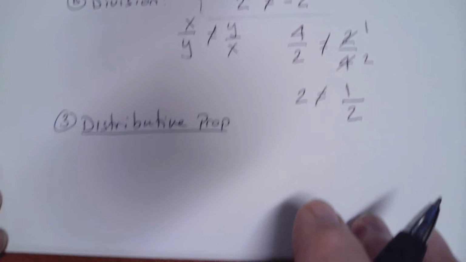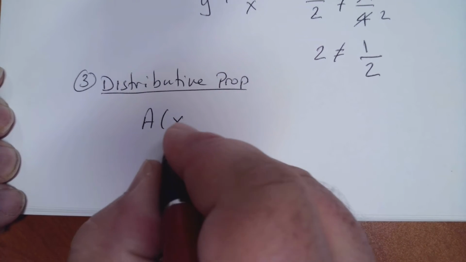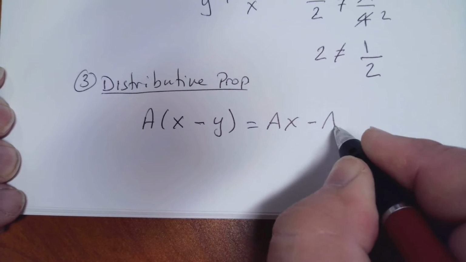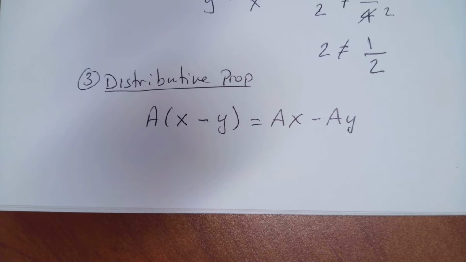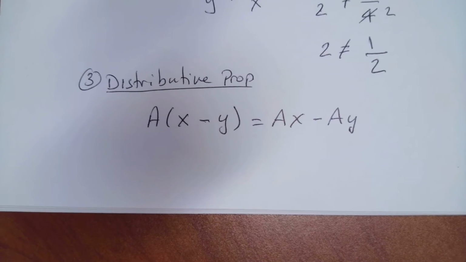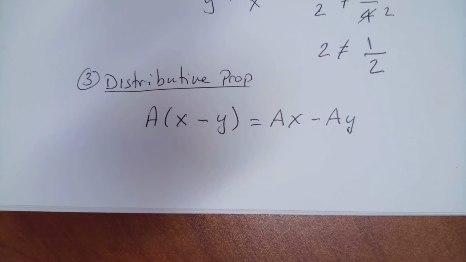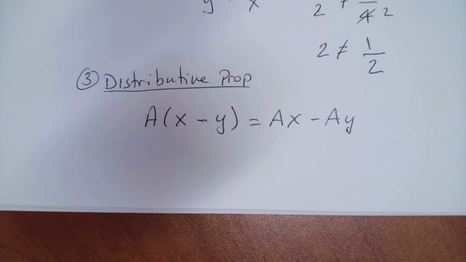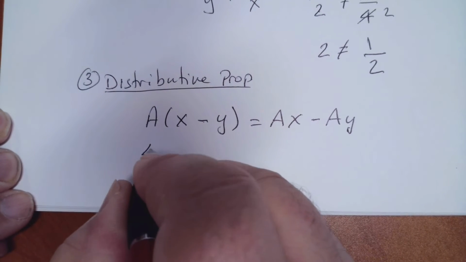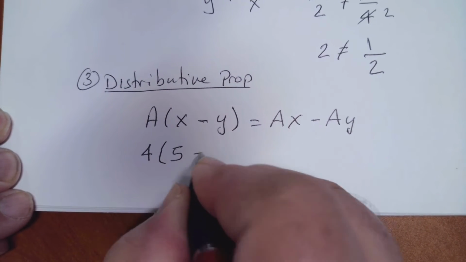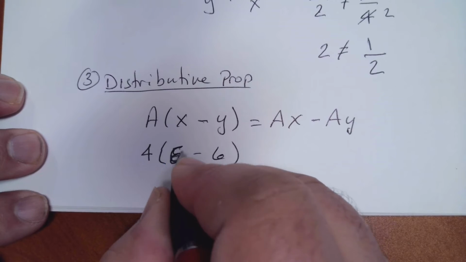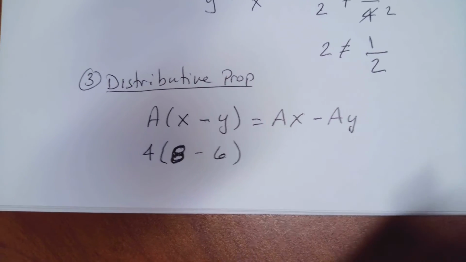But how about the distributive property? Does that work? That's pretty quick. Did you work it out? What numbers did you use? What did you get? In mathematics, you can't just say yes or no. You have to work out a proof. Let's make this 8 minus 6. I don't want to deal with negatives in there just yet.